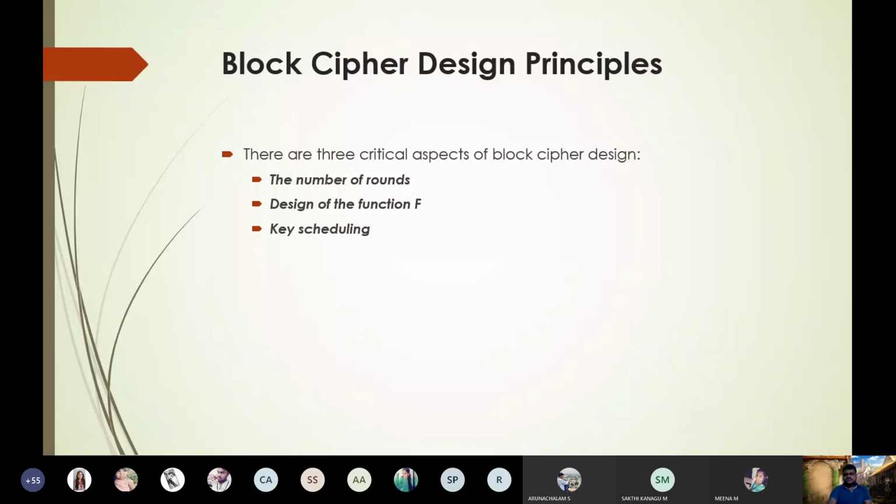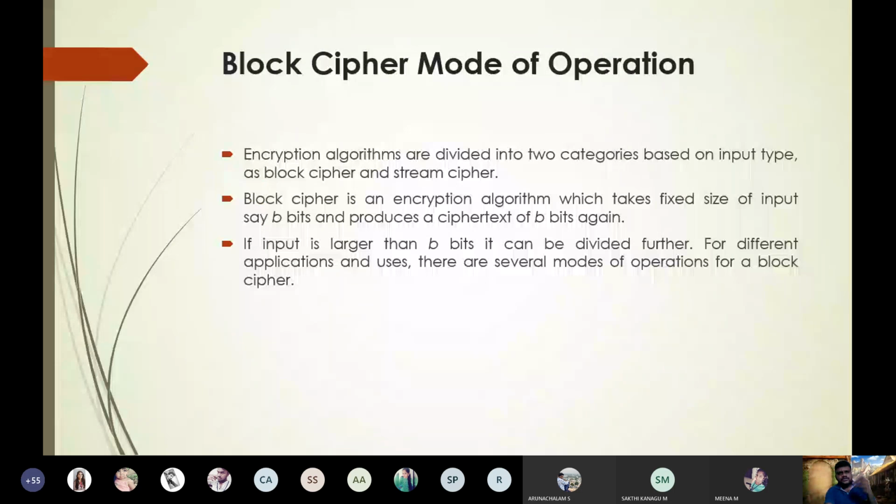So this is a brief recap of yesterday's session, and now we are going to see something important: block cipher modes of operation. It is also an important 8-mark question from your second unit. So what is meant by block cipher modes of operation? What is the purpose of that?